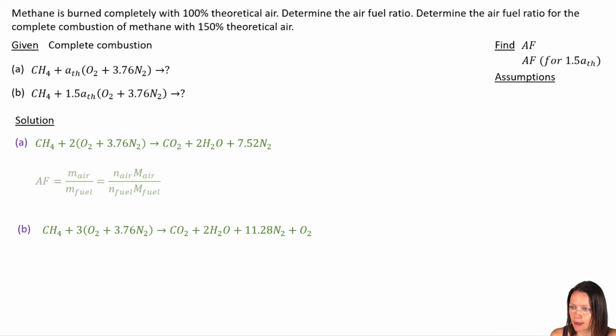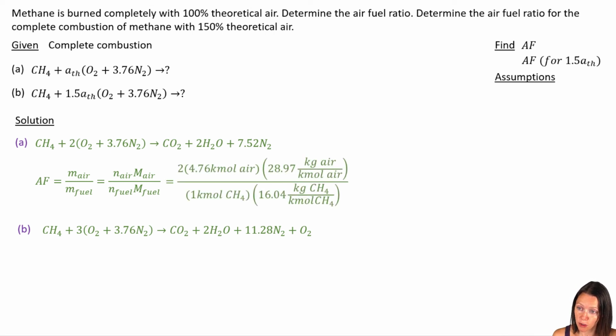And now I'm ready to plug in things for my air-fuel ratio. It's defined as the mass of the air over the mass of the fuel, but I don't have things in terms of mass. What I've got things in terms of are moles. So the number of moles of air is just 2 times 4.76, because the 4.76, that's the number of moles of dry air that I've got in the parentheses of O2 plus 3.76 nitrogen. That's equal to 4.76 kilomoles of dry air. We mentioned that in the lecture for the combustion intro.